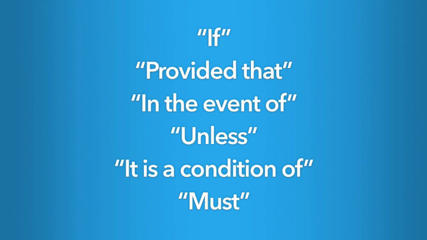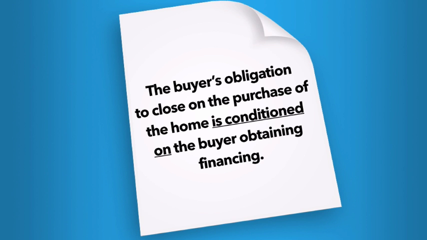A condition can be signaled by the use of phrases such as "if," "provided that," "in the event of," "unless," or "it is a condition of," as well as by the use of the verb "must." A common example of an obligation subject to a condition is found in many real estate purchase contracts, where the buyer's obligation to close on the purchase of the home is conditioned on the buyer obtaining financing. Obtaining financing is the event not certain to occur, which must occur before the buyer becomes obligated to purchase.